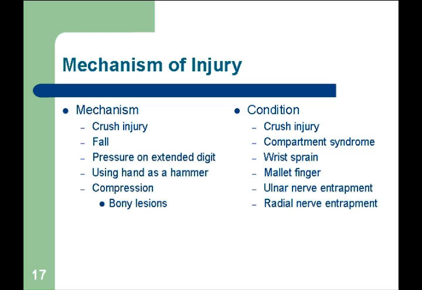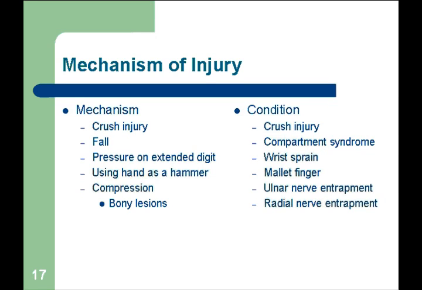A fall could cause a compartment syndrome again if the individual falls and breaks their ankle and they have swelling, then a compartment could occur. Pressure on extended digits, wrist sprain strain type component. Person is lifting a box, the box bends the wrist back, hyperextends the fingers, and then makes the wrist sprain strain. Extended use of a hammer in the hand, or if you use the hand as a hammer, or if you get hit by a ball or some object, it can result in a mallet finger.